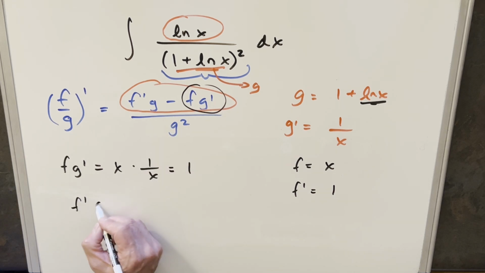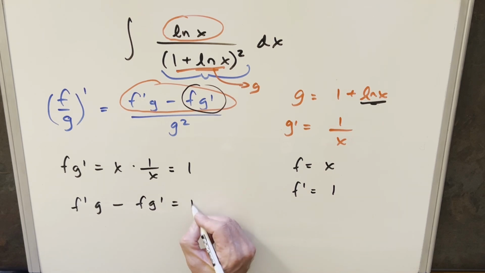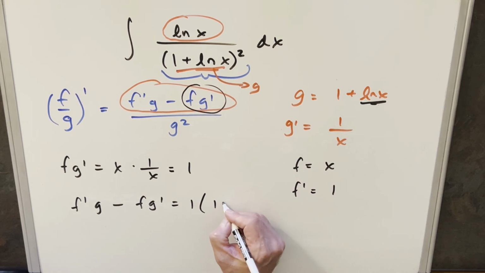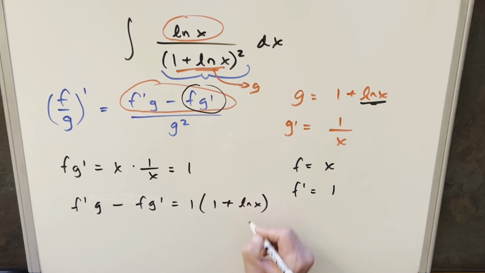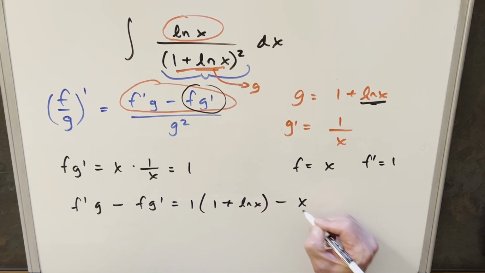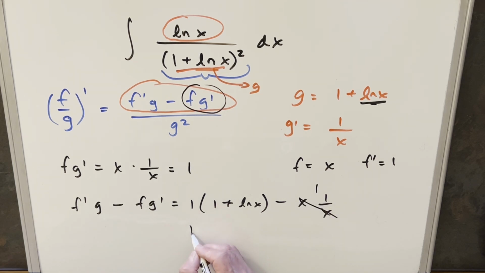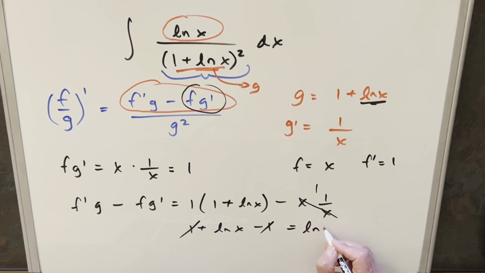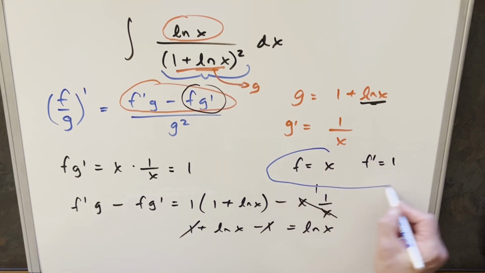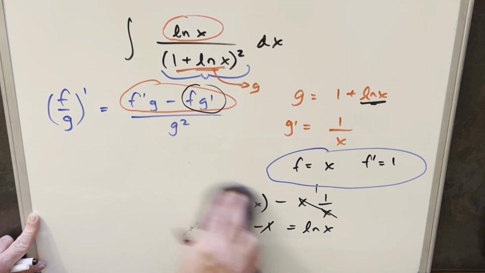So I'm looking at this whole numerator, f prime g minus f g prime, plugging everything in with our f prime being 1, then g is 1 plus ln x, then minus f g prime, that's going to be x times g prime, 1 over x. And what's going to happen, x times 1 over x is going to be a 1 right here. So we end up with 1 plus ln x minus 1, the 1's cancel, and the whole numerator just becomes natural log of x. So this is going to work right here. Now we just need to put all the pieces together to figure out how this is going to work for our solution.